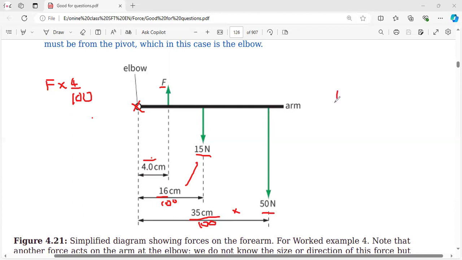Then I can write down 15 multiplied by 16 divided by 100, plus 15 multiplied by 35 divided by 100, should equal to F multiplied by 4 divided by 100, right?